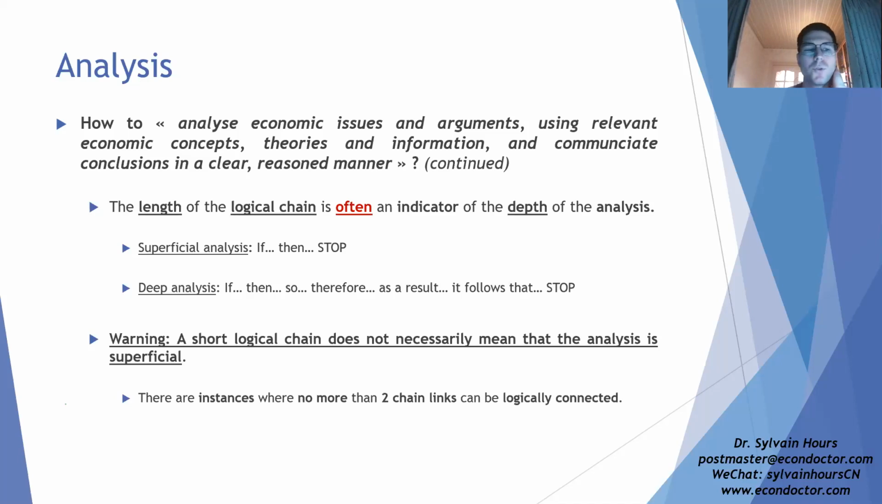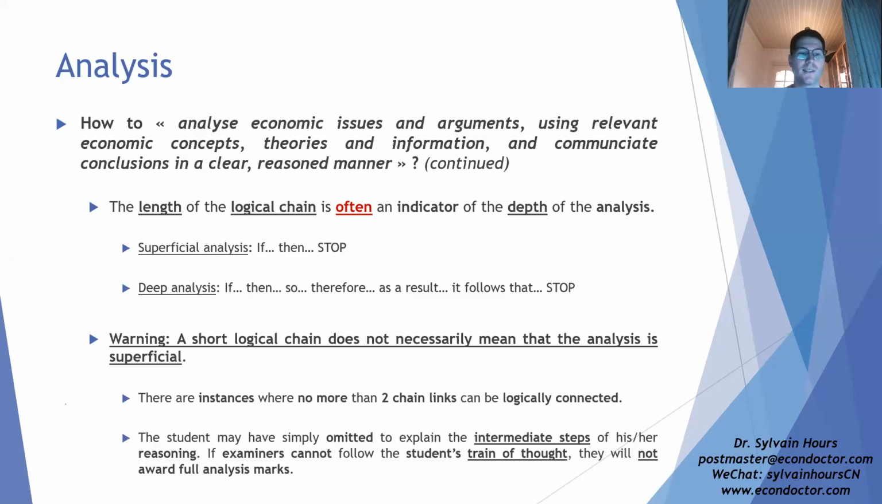And sometimes you have a student that will just connect one concept to the other. So it might appear that the analysis is a bit weak, a bit superficial, but actually it can be very deep. But this would simply be a situation where the student has skipped some intermediate steps. Okay, has just moved right away from the initial cause to the final consequence, and all the intermediary steps that would help us to follow the train of thought have been skipped, and it's not a good practice. This is what I explained here. The student may have simply omitted to explain the intermediate steps of his or her reasoning. If examiners cannot follow the student's train of thought, they will not award full analysis marks.